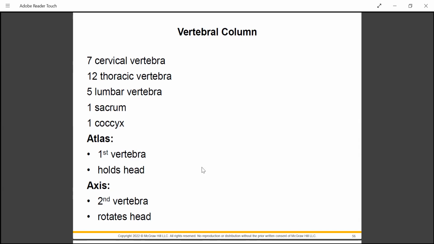And then we have our axis, which is our C2, or our second cervical vertebrae. And this is what's responsible for a lot of rotation. About 70% of our total neck rotation comes from our axis. So you can remember the order here because they're in alphabetical order. So T comes before X, so our atlas is above our axis.